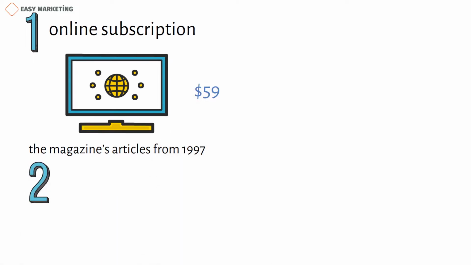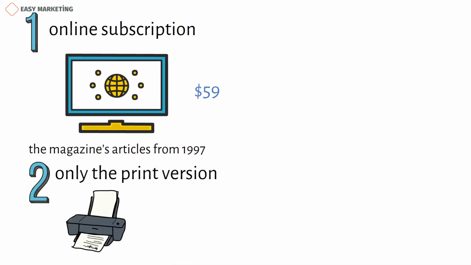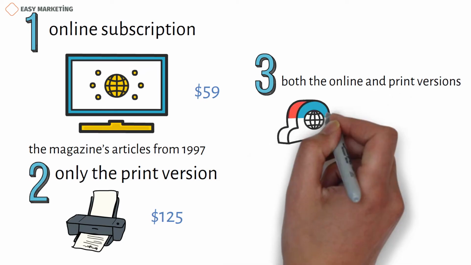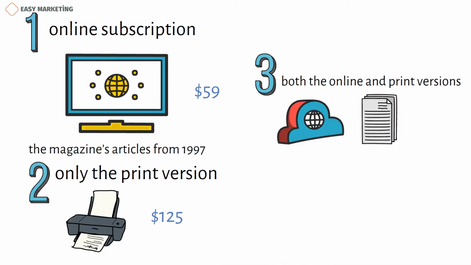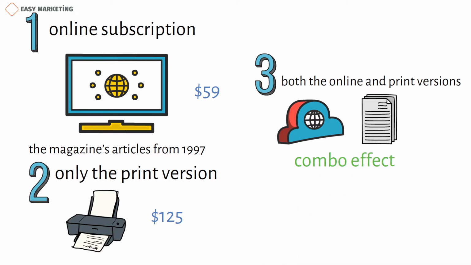In the second option, users got only the print version of The Economist magazine articles for 1 year. The price of this option was $125. The third option was the subscription to both the online and print versions of The Economist for 1 year. In other words, with a combo effect. The price of this offer was also $125.